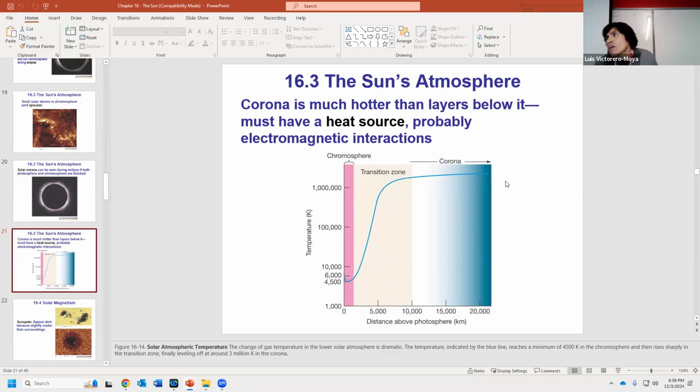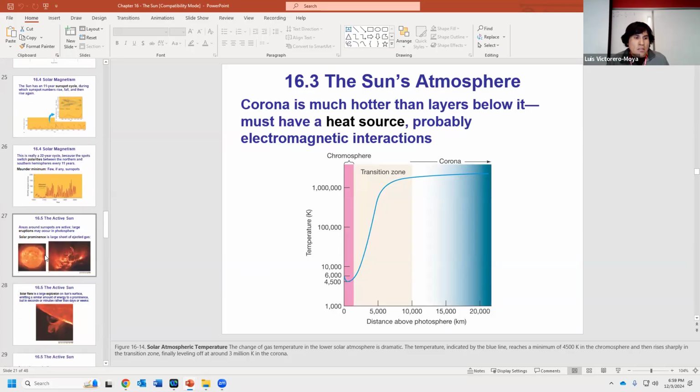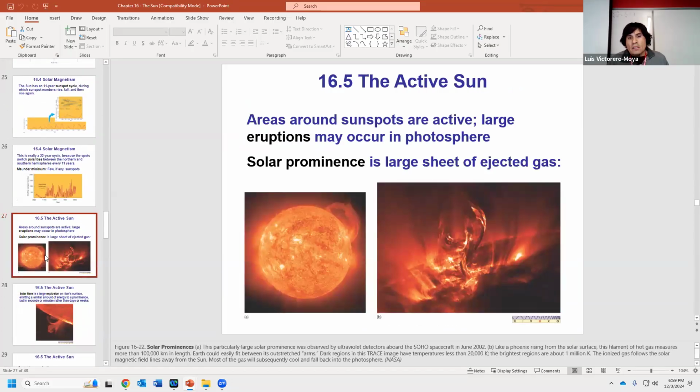This intrigues physicists and astronomers a lot because you would expect that the farther you are from the core, the lower the temperatures. And that makes sense in the chromosphere, but you don't see that happening in the corona. The explanation is that the corona is where you have solar mass ejections. So there is a lot of activity in the corona, which requires a lot of energy. Because of these eruptions that happen, you may actually expect the temperature to increase.